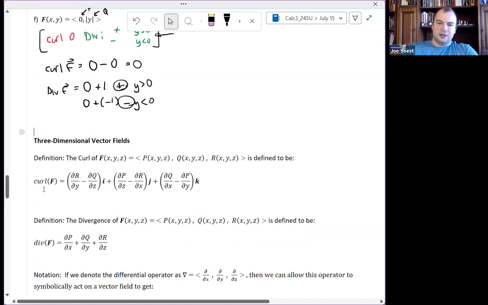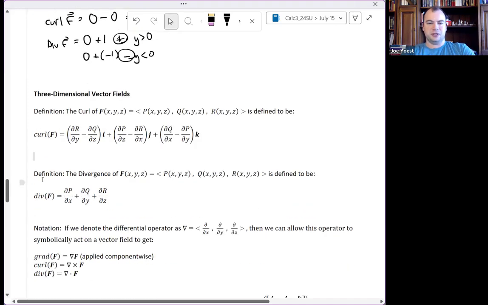Okay, so let's take a look then at what happens when we jump up to 3 dimensions. Well, let's skip over curl for a second. The divergence is exactly what we'd expect. The divergence of F, where F is P, Q, R, is just dP/dx plus dQ/dy plus dR/dz. Simple.